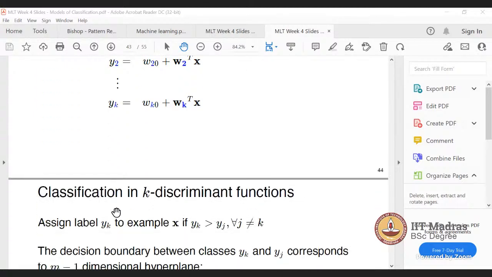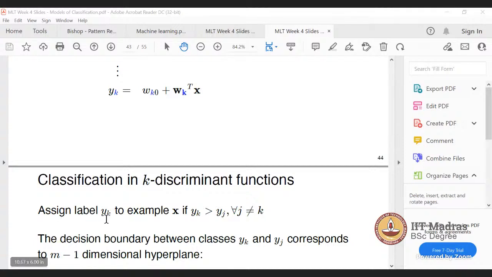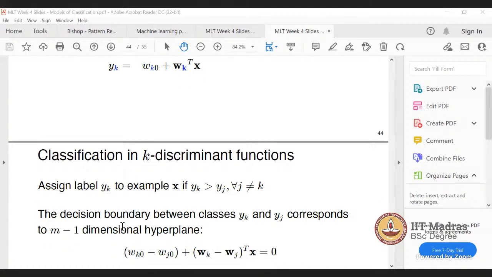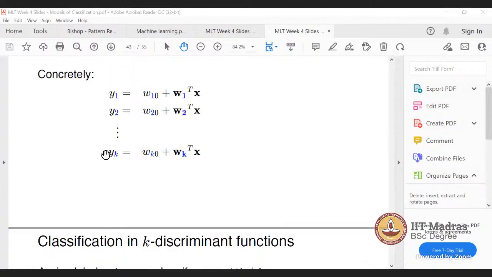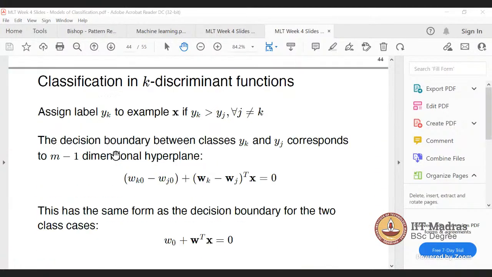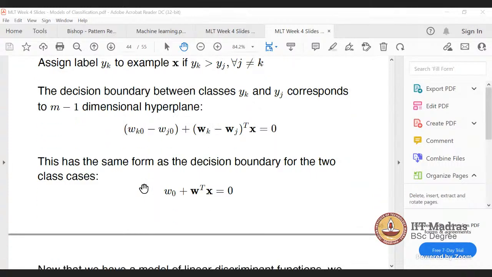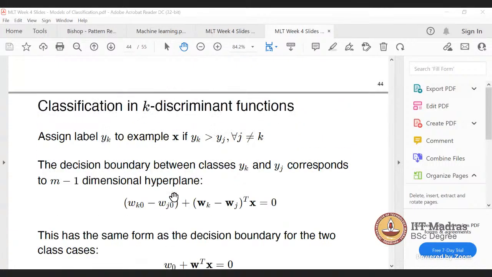Okay. So we assign class k to example x if y_k is greater than y_i. That means that example x belongs to class k. And for any two classes, to find the discriminant decision surface between class i and class j, it is the same as setting y_i equal to y_j, which will give you a form something like that. For binary classification, it's the same as what we have seen in the earlier case.